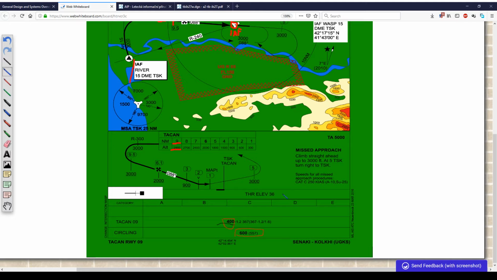Could you explain the threshold elevation concept? Threshold elevation. The difference between threshold elevation and the airport elevation is that in the airport you have some reference point, which is surely not measured at the threshold. Oh, okay. Yes. So you can have a difference between altitudes.